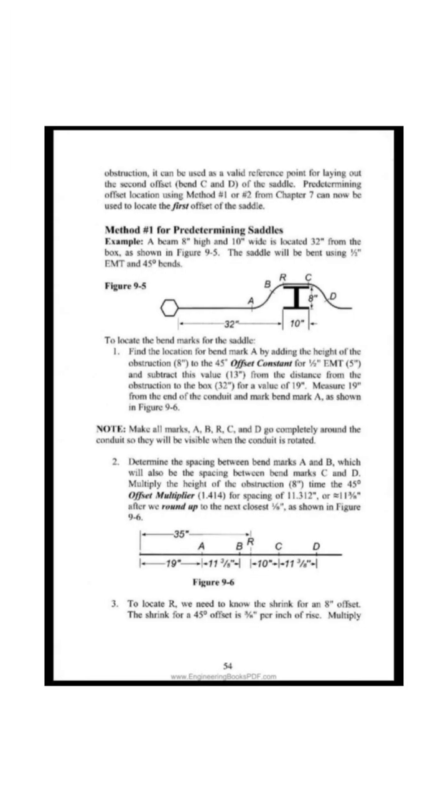3. To locate R, we need to know the shrink for an 8 inch offset. The shrink for a 45 degree offset is 3/8 per inch of rise. Multiply 8 inches times 3/8 equals 24/8, or 3 inches of shrink. Add the shrink, 3 inches, to the distance from the box to the obstruction, 32 inches, for a total of 35. Measure 35 from the end of the pipe and mark R, as shown in figure 9-6.